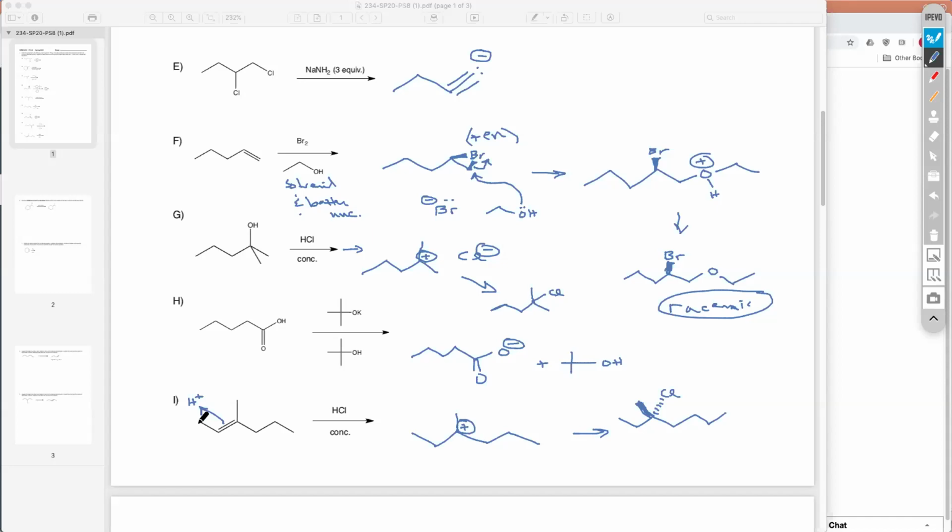I think I added an extra carbon. Let's see, 1, 2, 3, 4, 5, 6. 1, 2, 3, 4, 5, 6. Yep. Always good to count. There we go. And so now we do have the one enantiomer, so we would also get the other. Any questions on this one? All right.